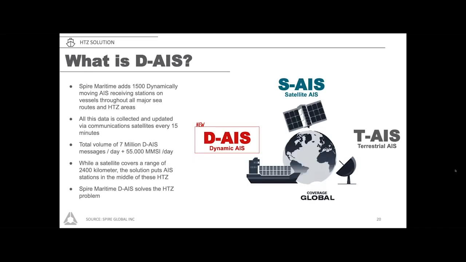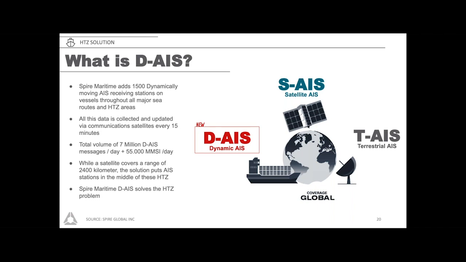Want to go to the next slide? Yeah, perfect. So what we did is we put AIS receivers on ships moving through high traffic zones, 1,500 of them, going to 2,000 soon. Those AIS receivers collect all the AIS messages along their high traffic zones and then broadcast them individually on a different spectrum to satellites that can then bring them back down to Earth and be made available in our API.